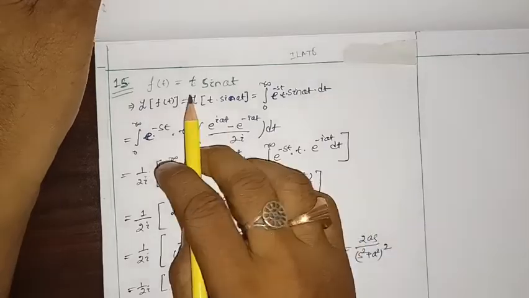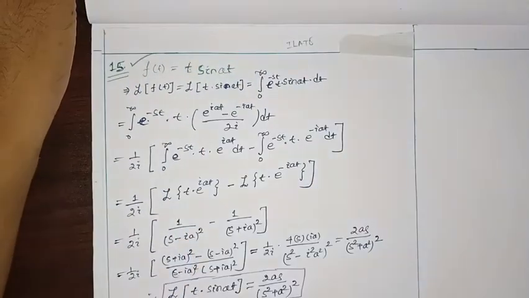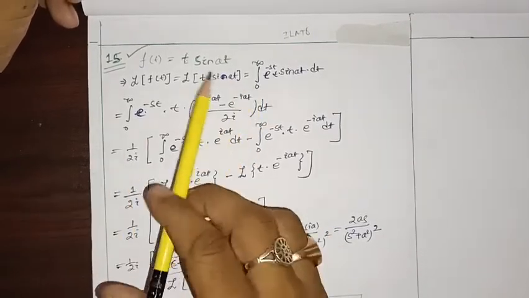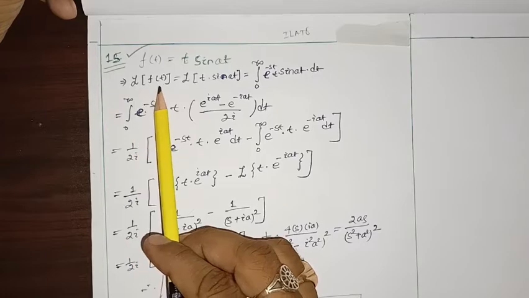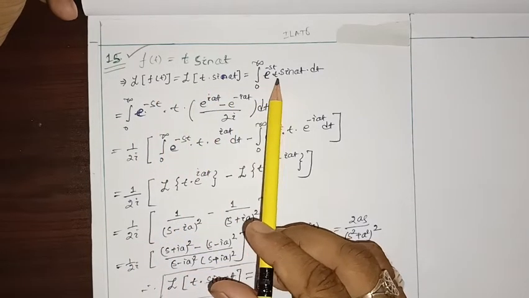The 15th one is t sin at. So how are we going to evaluate it? The Laplace transform of f of t, which is t sin at, will be written as the integral of e to the minus st times t sin at dt.